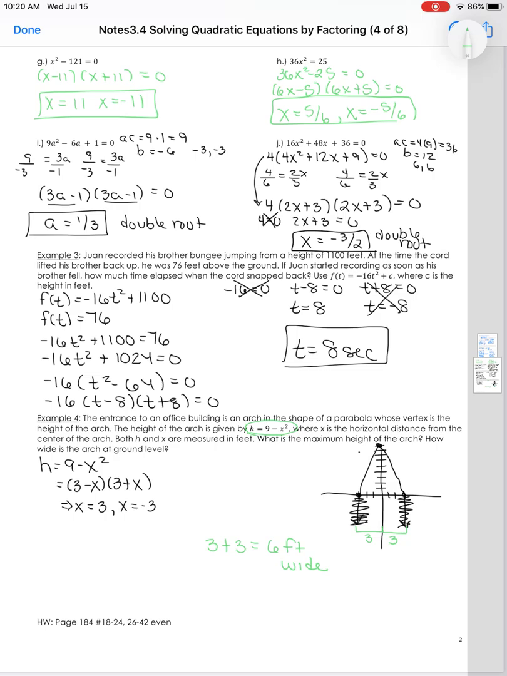Okay, but again, the key is, can you actually graph that parabola? So that's where it starts.